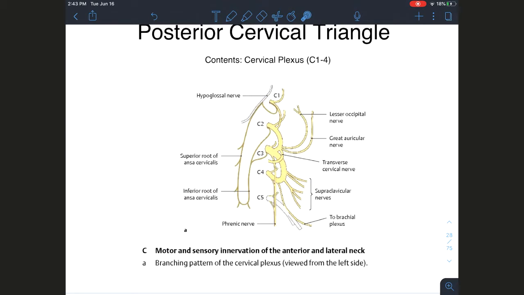And if it was damaged, you're going to have difficulty swallowing. And you would also have a hoarse voice. Those are the two things you definitely want to know. I have them super highlighted here in my notes as something that would happen if your ansa cervicalis got damaged.